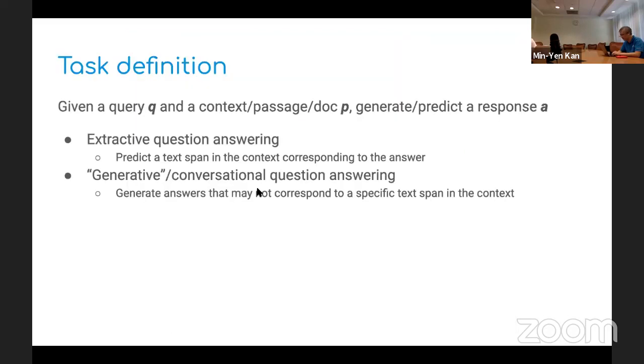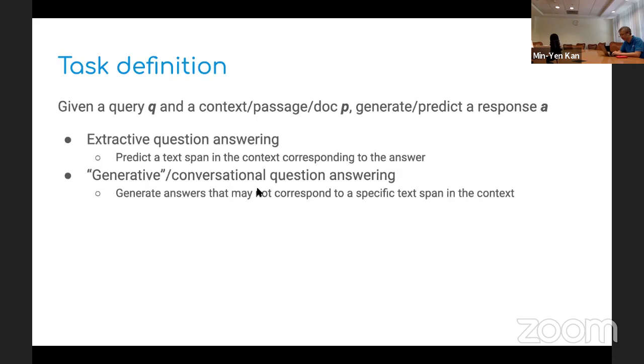For MRC, the task is defined this way. Given a query, Q, and a context, which can be a passage or a document, generally some piece of unstructured text, we want the system to predict a response that we call A. There are two main types of QA. One is extractive, which is predicting a text span. Given a document, you predict an index that is the start of the span, and then another index that is the end of the span. That span is the answer to the query.